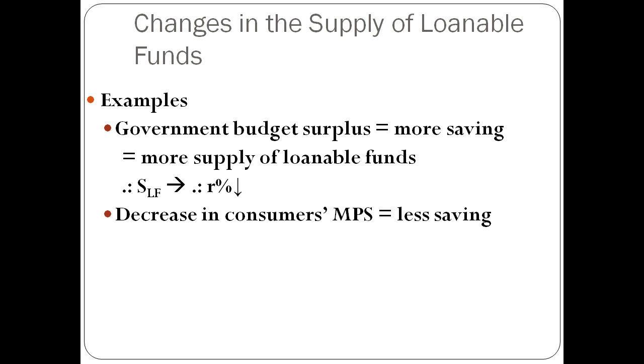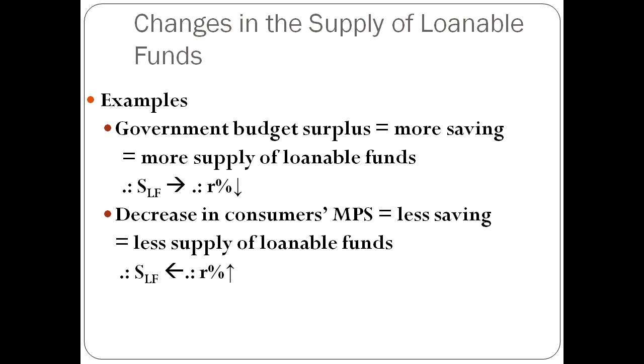If we had a decrease in consumers' marginal propensity to save, that means there's less saving. Okay, people are not saving as much of each dollar. So that means less supply of loanable funds, which implies that the supply of loanable funds is going to shift to the left, which implies that your real interest rate is going to go up.